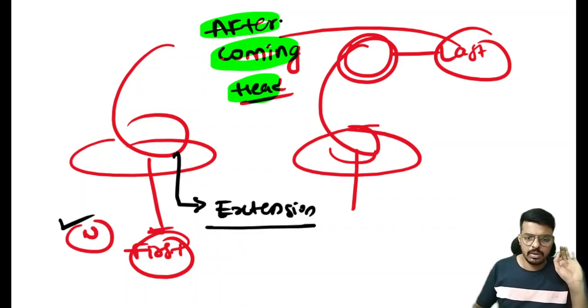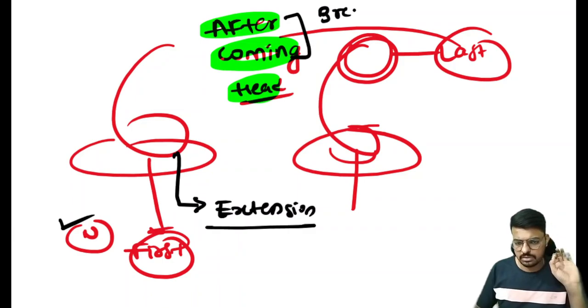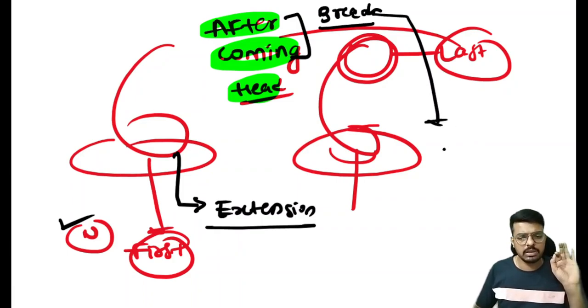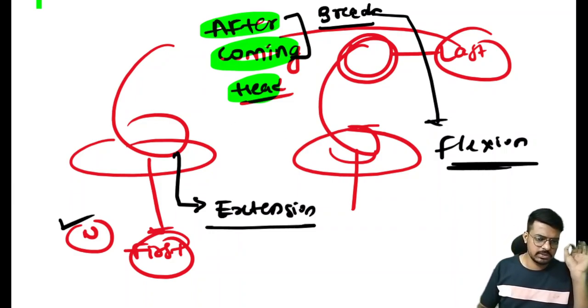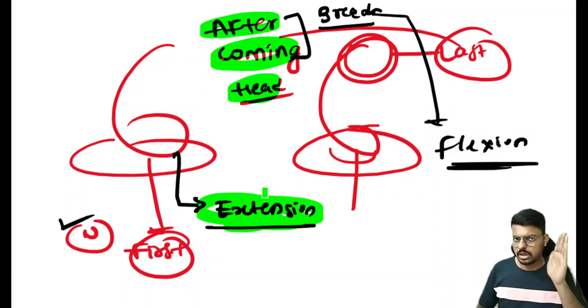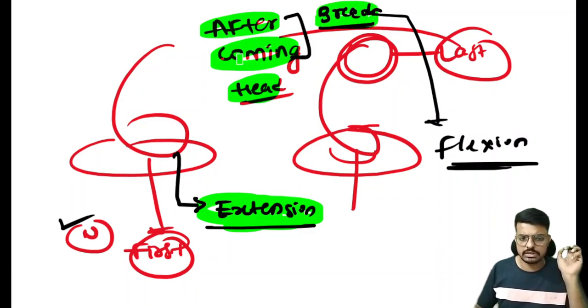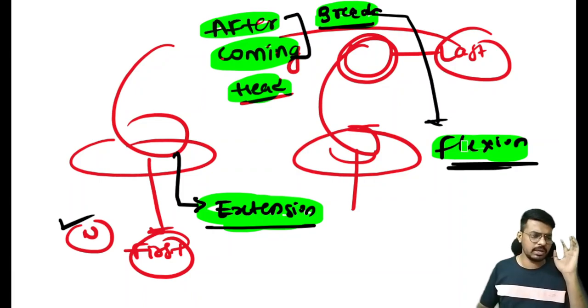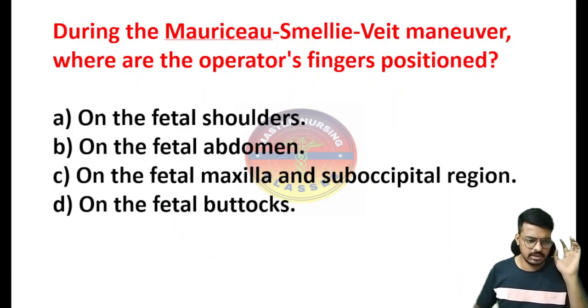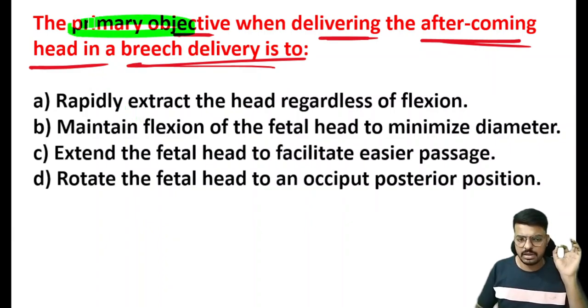But while delivering the after coming head in the breech, the head will be delivered by the process of flexion. Remember, bacho, this will be your rank deciding point. During the normal vaginal delivery, how do we deliver the head? By the process of extension. But during the breech presentation, the after coming head, we have to deliver with the process of flexion. It's very, very important. So what is the primary objective we have to maintain while delivering the after coming head in breech delivery?